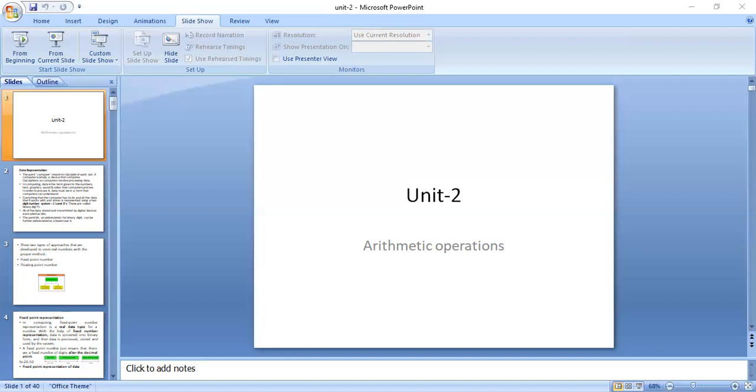Then again, after the right shift, we check the Q naught and Q minus 1. Again we get the same value, 0, 0 and 0. So again we do the same operation, right shift A, Q, Q minus 1 values. Then third, after the right shift, we decrement the count. Then move to step 3.